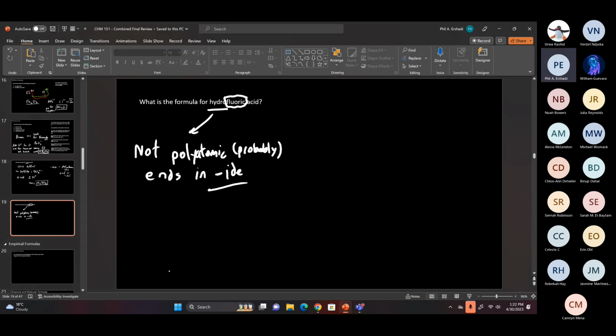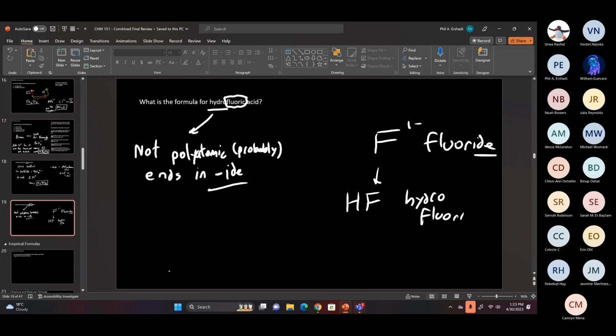Fluoride, right? And as we know, fluoride is 1 minus. Now we know that, and I'll even write this as fluoride. And then all we've got to do is attach a hydrogen to it. So we're not using polyatomics here. We're just going to put a hydrogen on this guy. And so if you say HF, that is hydrofluoric acid.